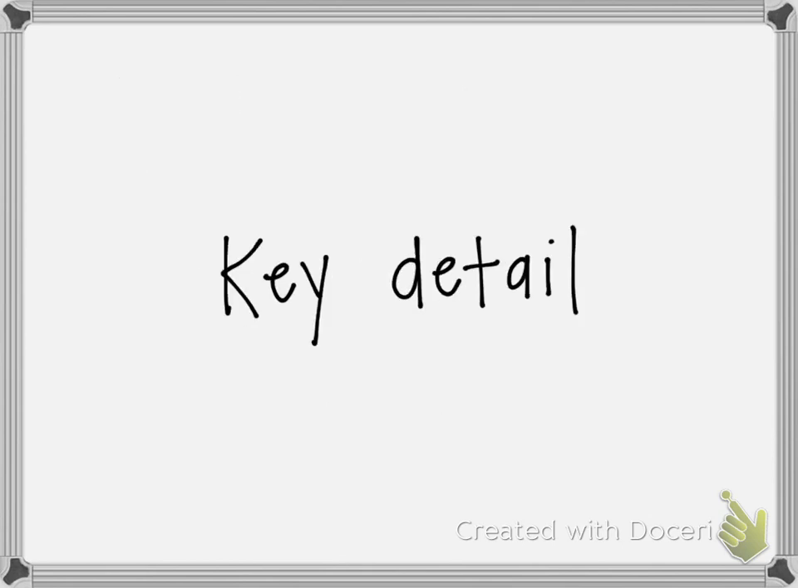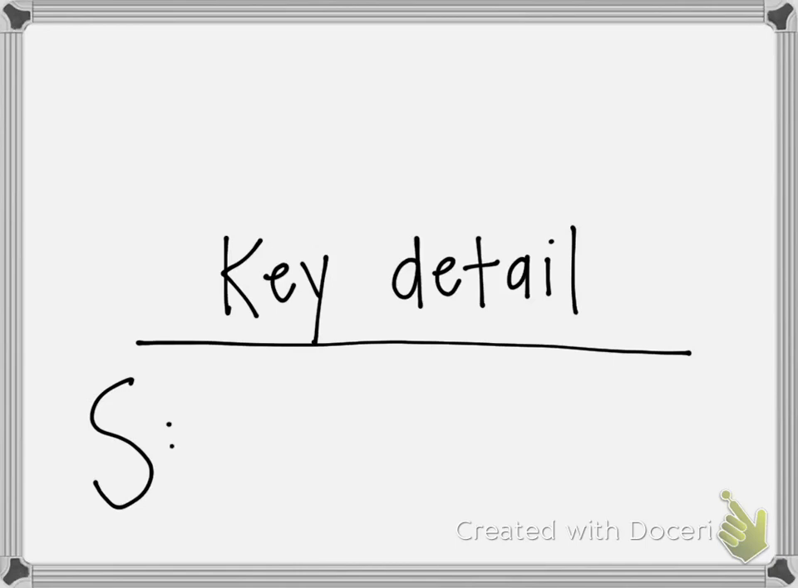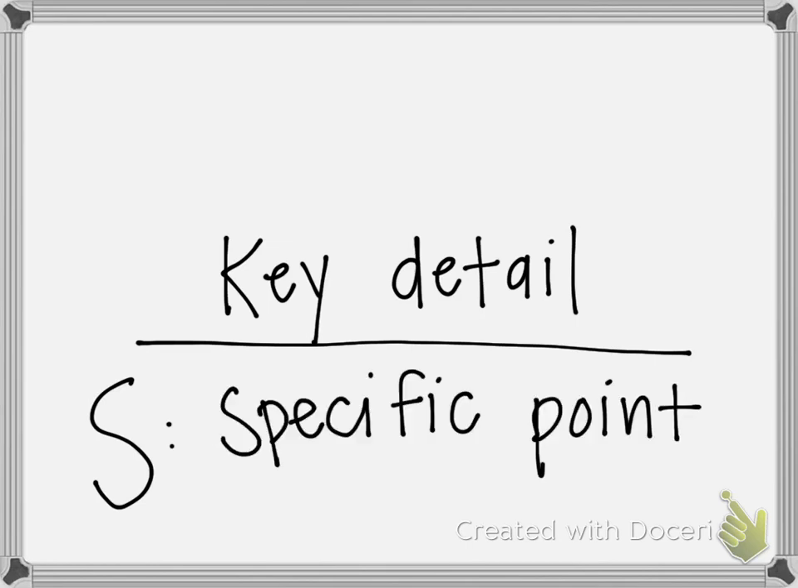Number 3, so this one is going to be a little tricky. This isn't just one word, it's 2 words, and those words are key detail. So something that means kind of the same as key detail, I'm going to say a specific point, so something specific. Those key details are important pieces of information that support the main idea of our story. So those specific points can relate and support our main idea.